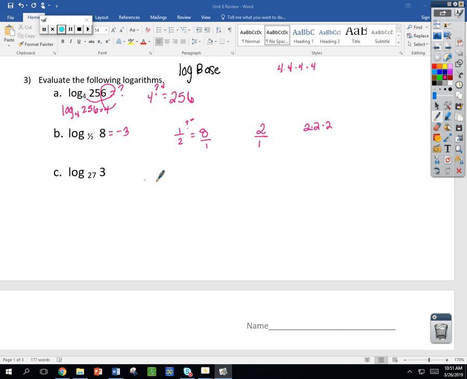Okay, so same idea here. 27 to what power is equal to 3? Well, it went from 27 to 3. The number got smaller without turning it into a fraction, which means I'm taking a root. So I would try square root, I would try cubed root, I would try fourth root, and it is the cubed root, because the cubed root of 27 is 3, but cubed root is the same thing as to the 1/3 power. So the answer to this is 1/3.